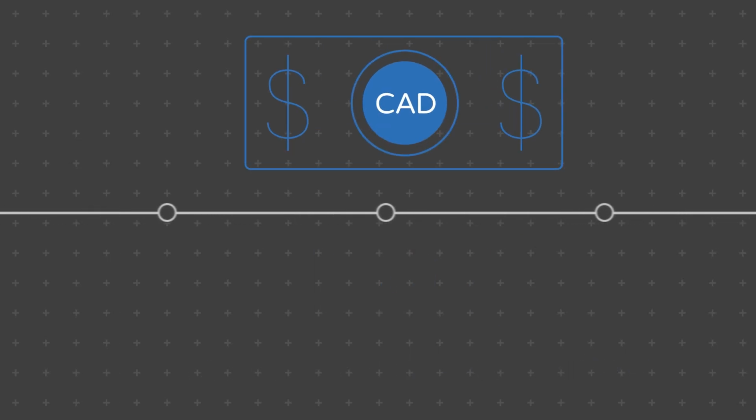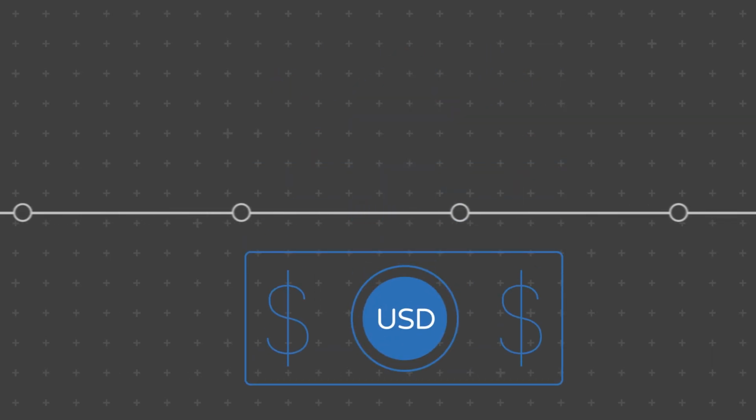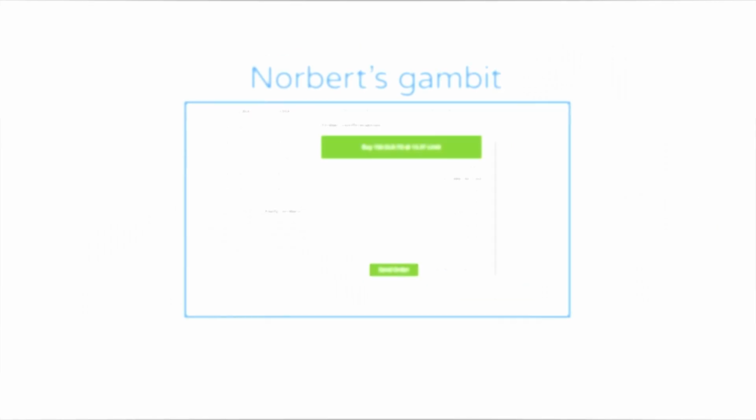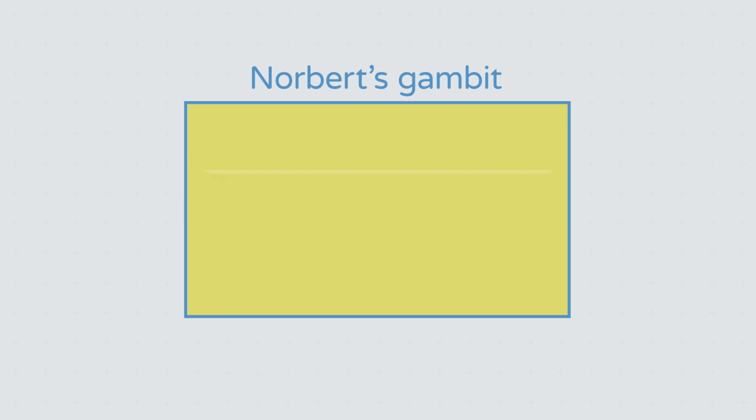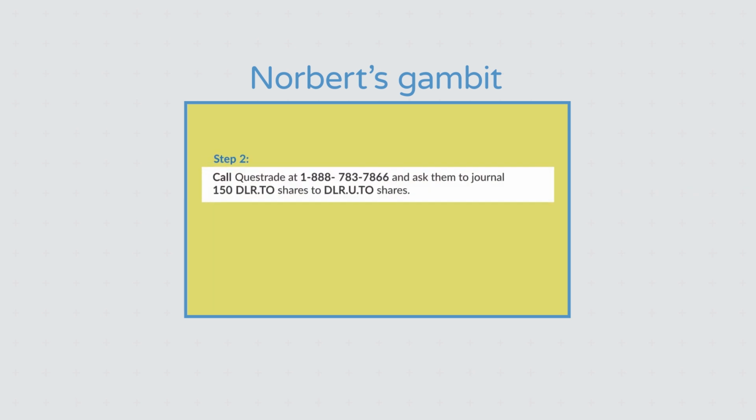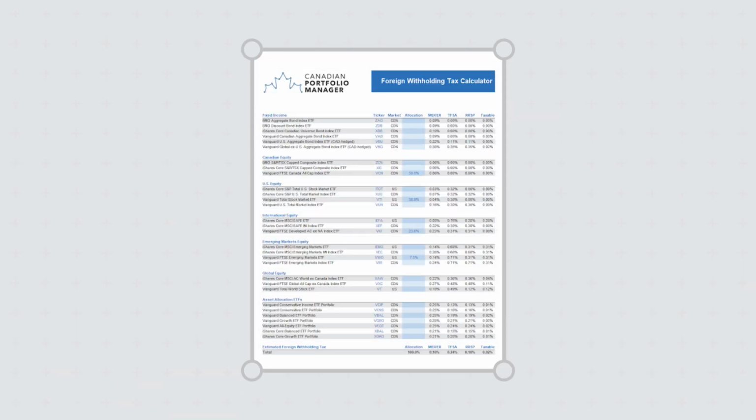As purchasing US-listed ETFs requires US dollars, please refer to my Norbert's Gambit video tutorials, which will show you how to cost-effectively convert your Canadian dollars to US dollars at various Canadian discount brokerages. If you're also interested in comparing the MER and foreign withholding tax differences between various broad market ETFs, please try out my foreign withholding tax calculator, available as a free download on the Canadian Portfolio Manager blog.